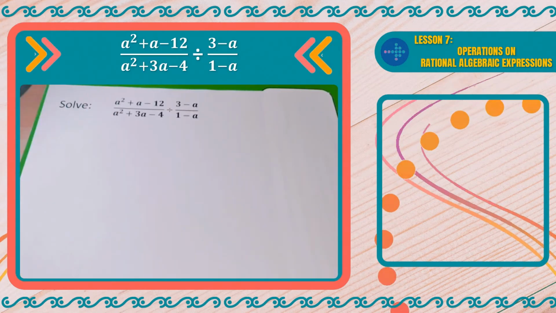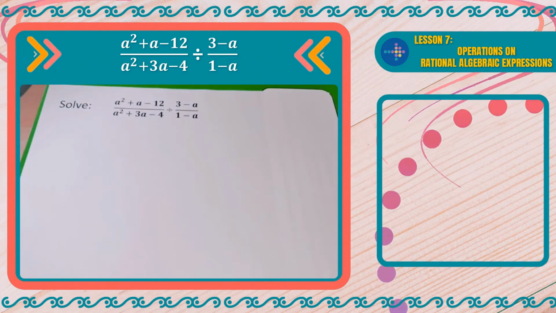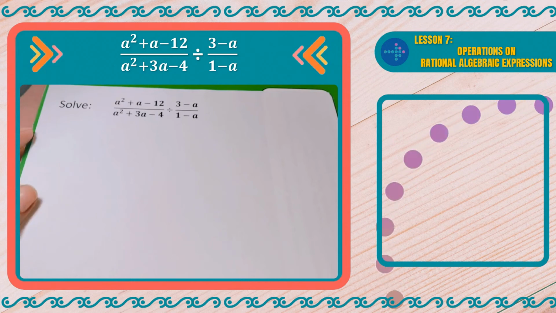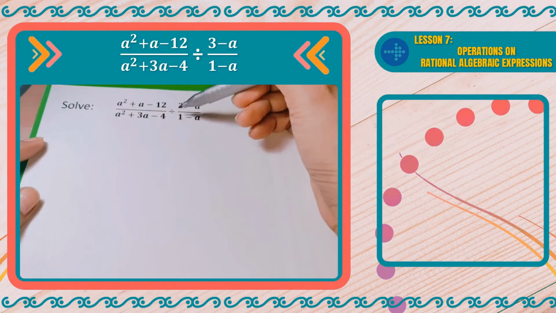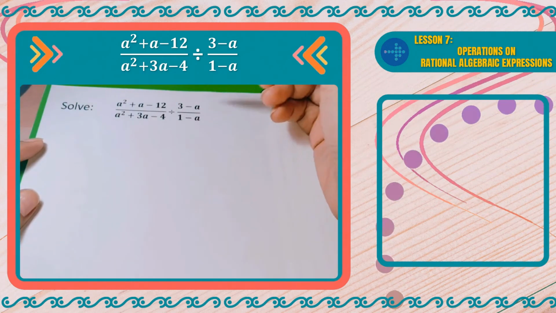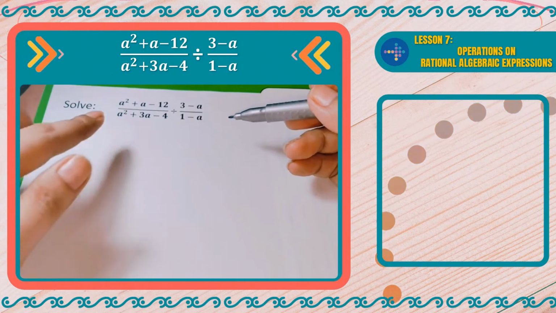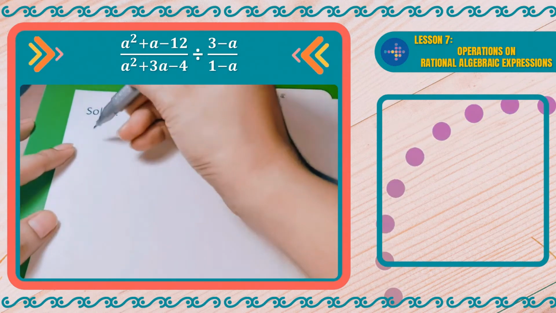So, the given is (a squared plus a minus 12) over (a squared plus 3a minus 4) divided by (3 minus a) over (1 minus a). So, again, the first expression as is.